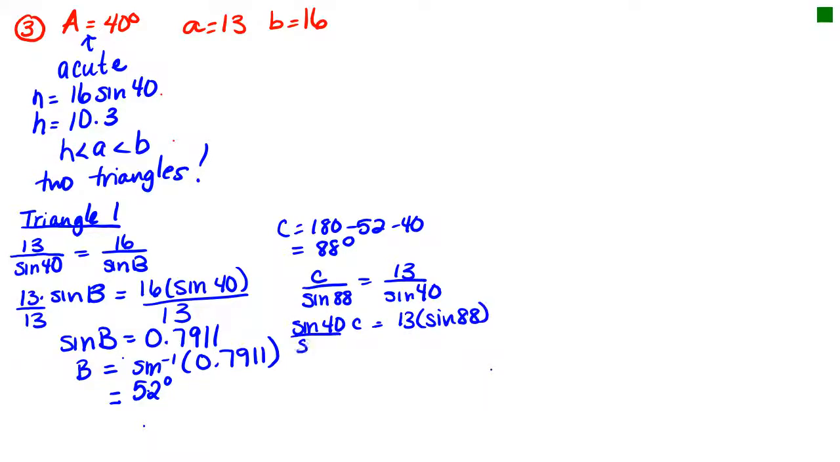And then divide by sine of 40. So I get C equals 20.2. Okay, so that's case 1. That's case 1. Pretty straightforward, did like I did before. But in this case, what if instead of side B being the 52 degrees, that side B is actually the 88 degrees.